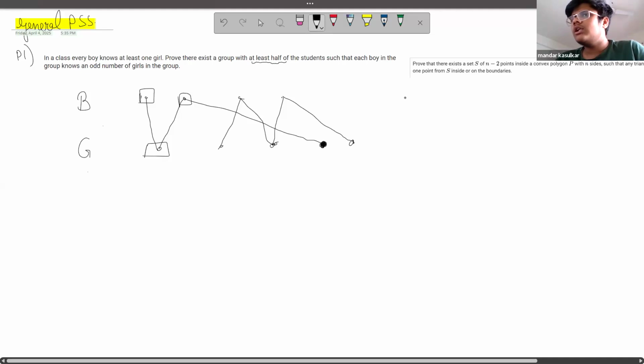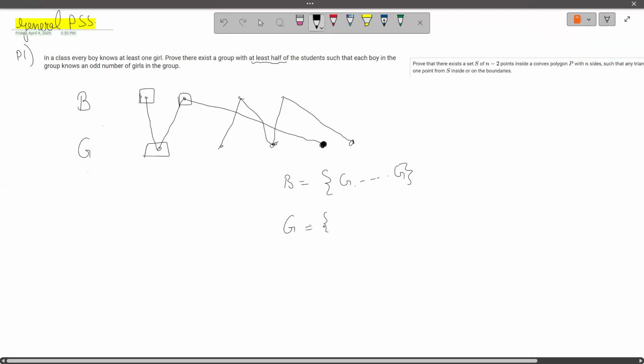But you are given two things. With respect to each boy, you would have some set of girls he knows, and with respect to each girl, there would be a set of boys who know the girl. So which one of these two do you think is more usable, or which do you have more control over?